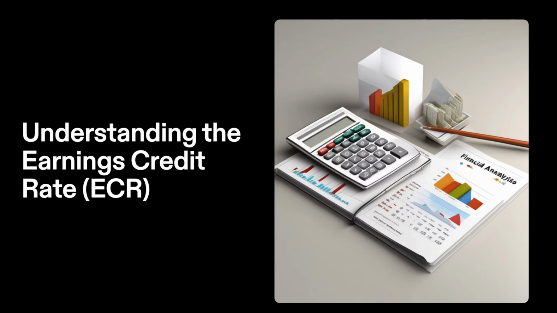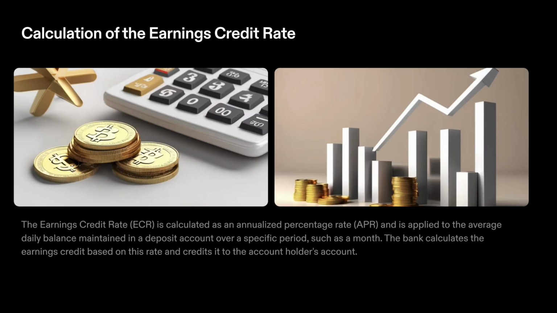Key points about the earnings credit rate, ECR, include: 1. Calculation. The earnings credit rate is expressed as an annualized percentage rate, APR, and is applied to the average daily balance maintained in a deposit account over a specific period, such as a month. The bank calculates the earnings credit based on this rate and credits it to the account holder's account.